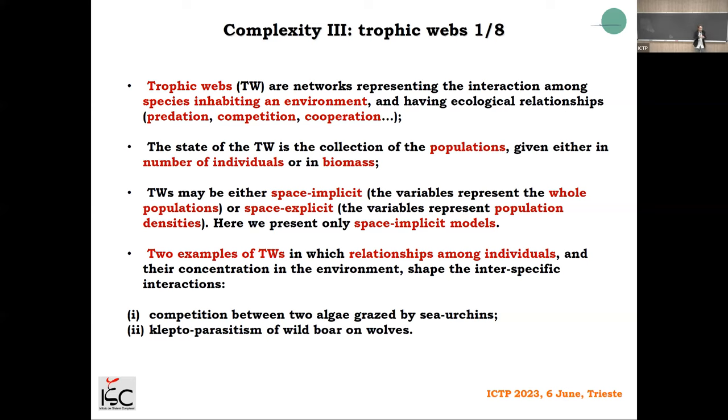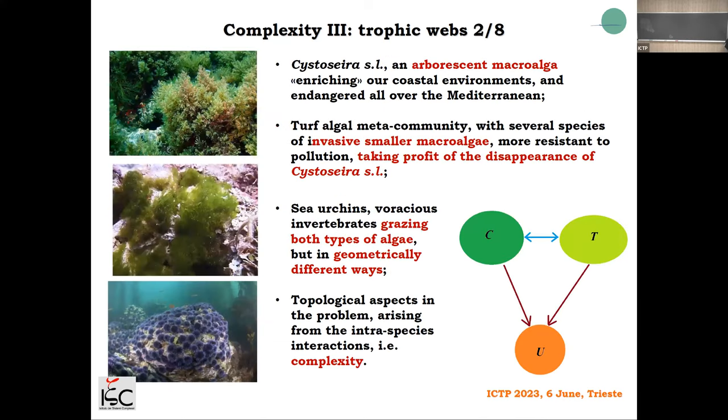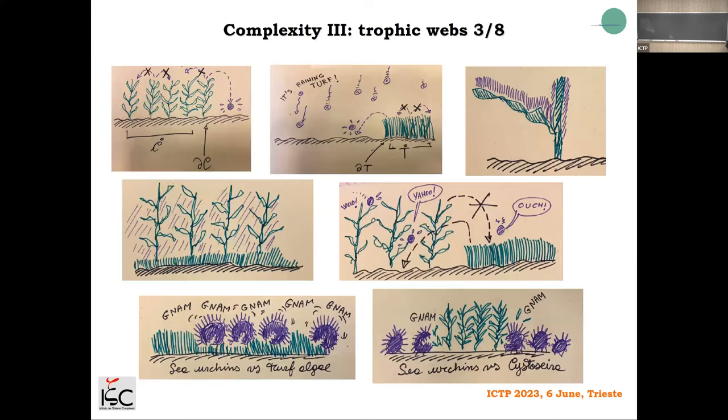So if the ratio between one species competing with the other is of a certain nature, then a certain behavior instead of standard behavior appears. So, okay, this is the competition between the Cystoseira, which is an arborescent alga, and turf, which is a meta-community of invasive smaller macroalgae that may take profit of the disappearance of Cystoseira. And both these algae are eaten by sea urchins, and they compete among each other. So both algae have the same grazer, but they interfere with each other. So these are the things that one has to take into account to write the equations I'm going to show you.